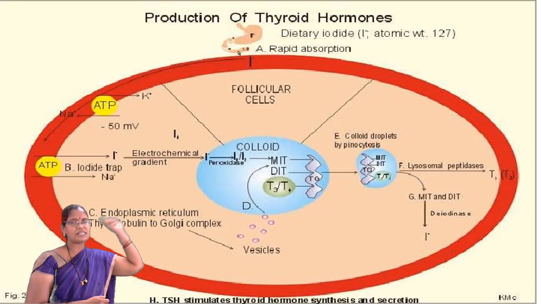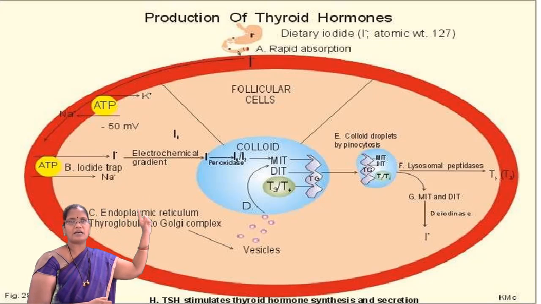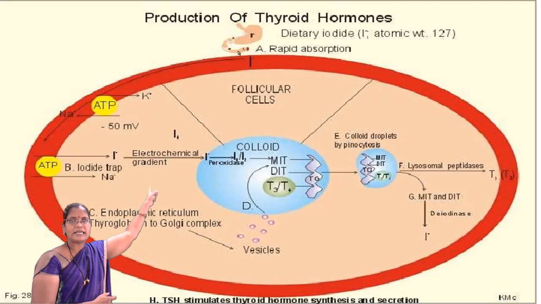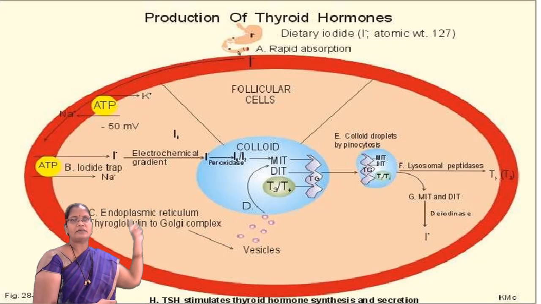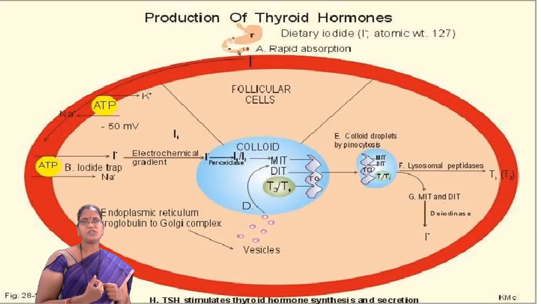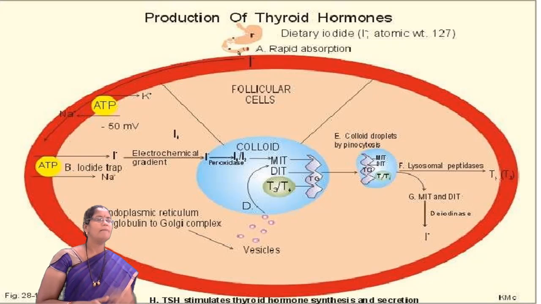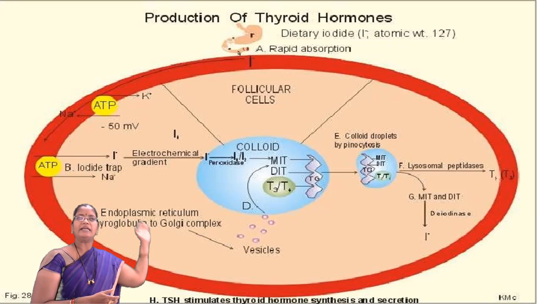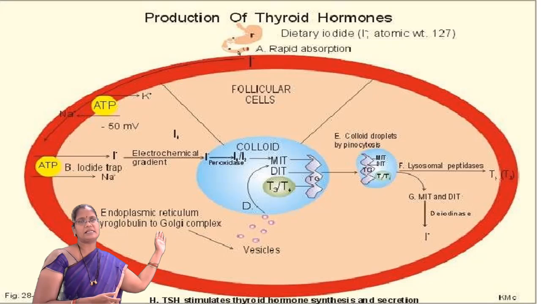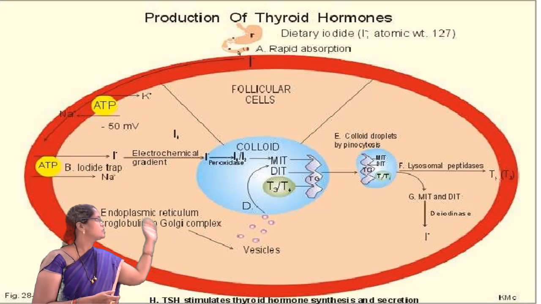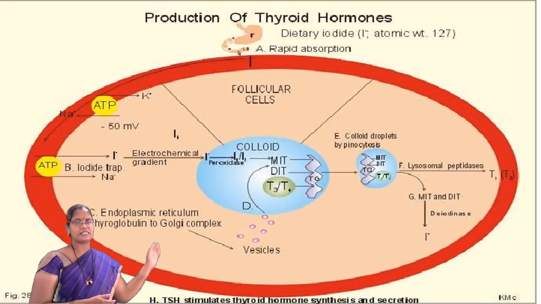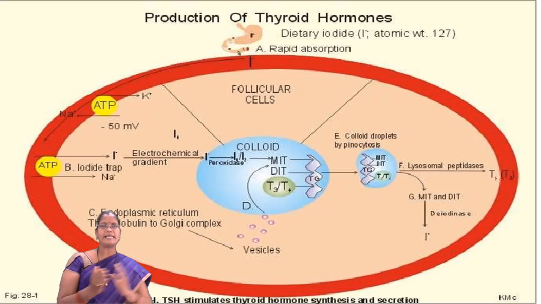I said that the first step is iodine trapping. How does it occur? Through the diet. If you observe, this is the digestion system. Dietary iodide, by rapid absorption, will directly enter into the follicular cells, or by the sodium iodide symporter it may enter into the follicular cells. The third is iodine trapping. So by these three methods, iodine is trapped.